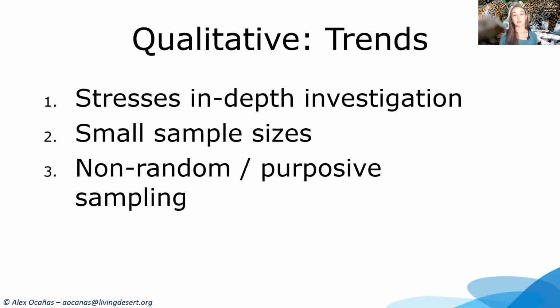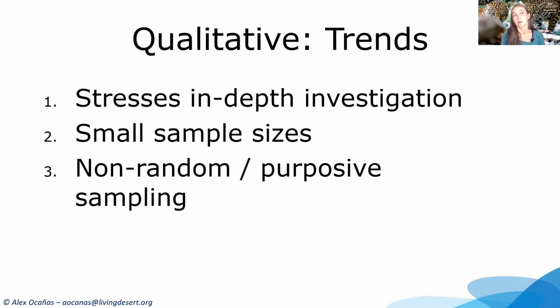So again, some of the big trends of qualitative data is that it really stresses that in-depth investigation. And usually it does this with relatively small sample sizes. We can't go out and interview 1,000 people, so we get a small sample size and go really in-depth with each of those individuals to understand the very detailed details of their perceptions and beliefs and things like that. And to do this, we use, for the most part, a non-random or purposive sampling procedure.